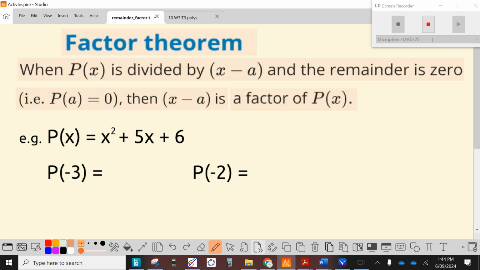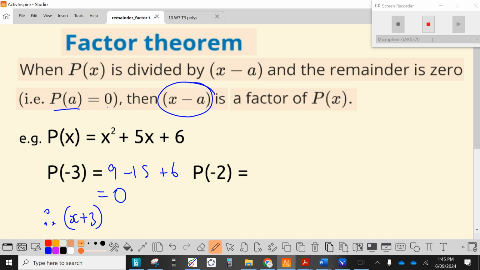So when p of x is divided by x take a and the remainder is 0, then once again, working out the remainder, we work out p of a. If we get 0, that means our divisor x take a is in fact a factor. So this example here, if I worked out p of negative 3, I'll get 9 take 15 plus 6, which in fact gives me 0.